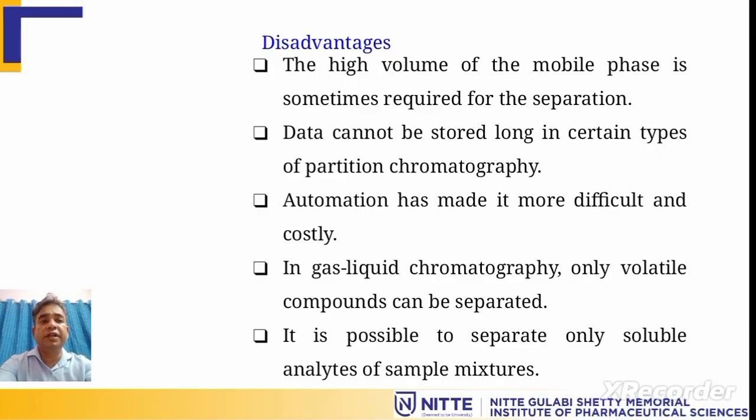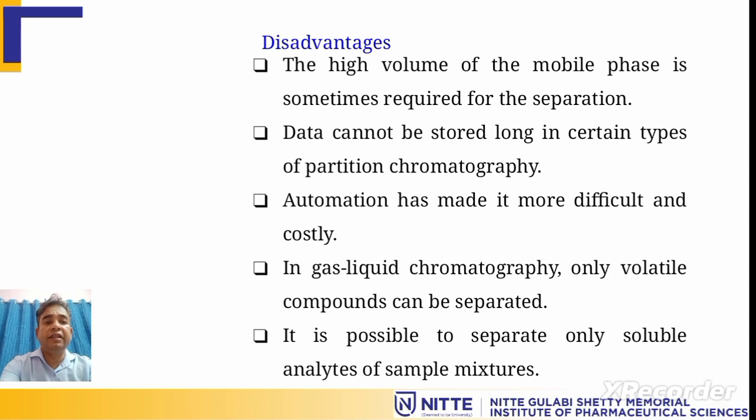When we look into the disadvantages, the biggest disadvantage is that you require a high volume of mobile phase, which is sometimes required for separation, right? When you have a lot of sample to be separated. Data cannot be stored for long in certain types of partition chromatography, because when treatment happens or it is on a paper, the storing is a big challenge, right?